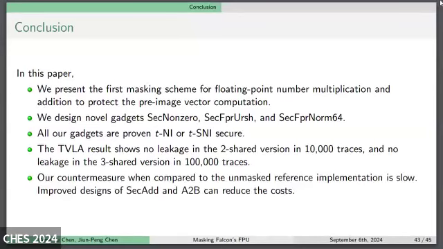And finally, our countermeasure, when compared to the unprotected ones, is quite slow. We found that improved designs of secure add and A to B gadgets can further reduce the cost because they are the bottlenecks of our design.